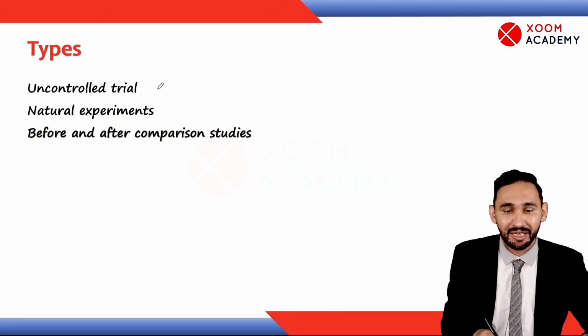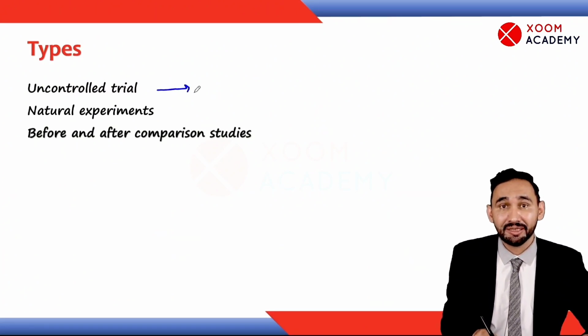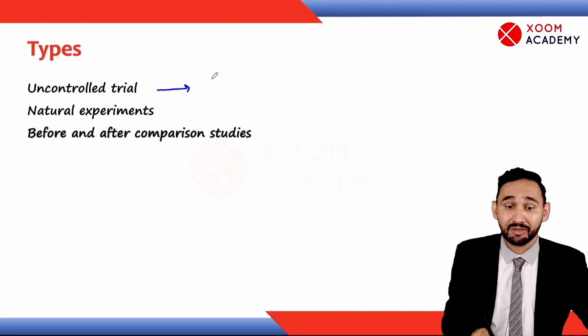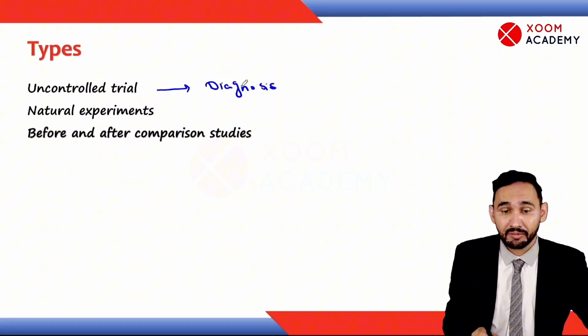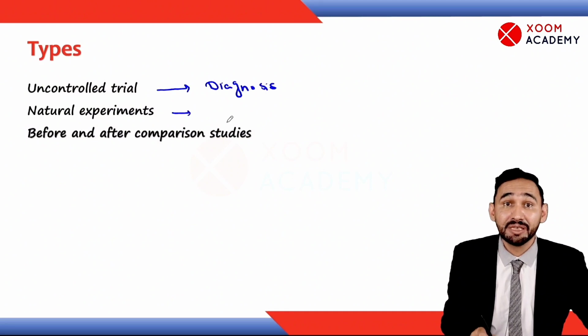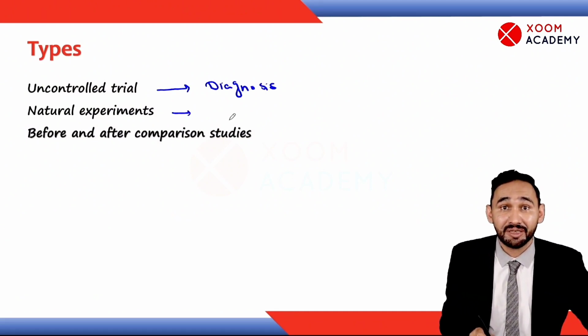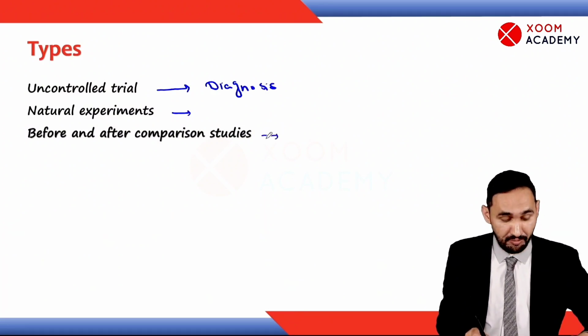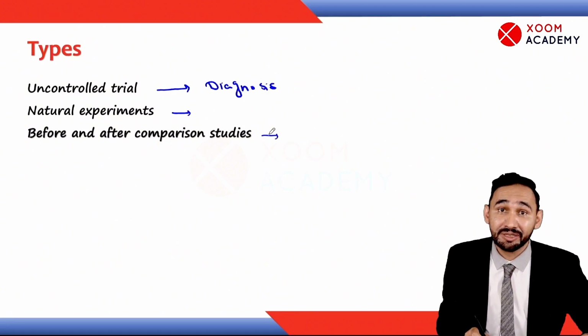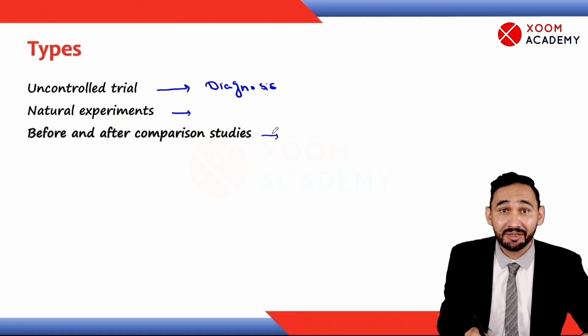What is uncontrolled trial? When study or intervention is done on a single group for diagnosis. In natural experiment, we learn from nature, we learn from incidents, we learn from disasters, we learn from accidents. Before and after comparison study, we do a legislation, we do an intervention and see whether this intervention has improved the health status of a community or not, whether it has decreased the burden of disease or not. Now we'll discuss them one by one.